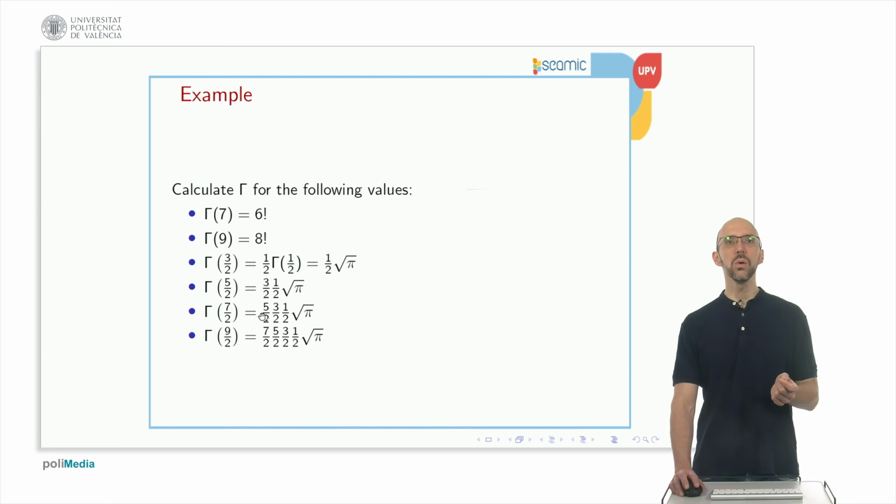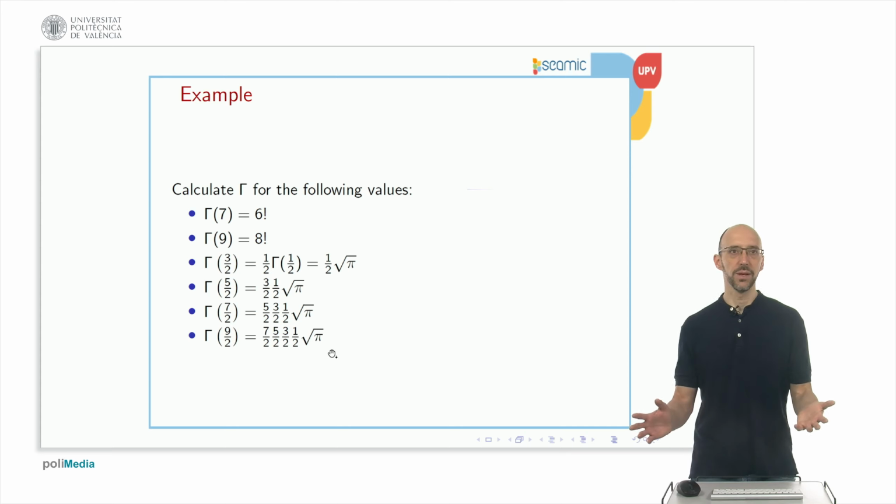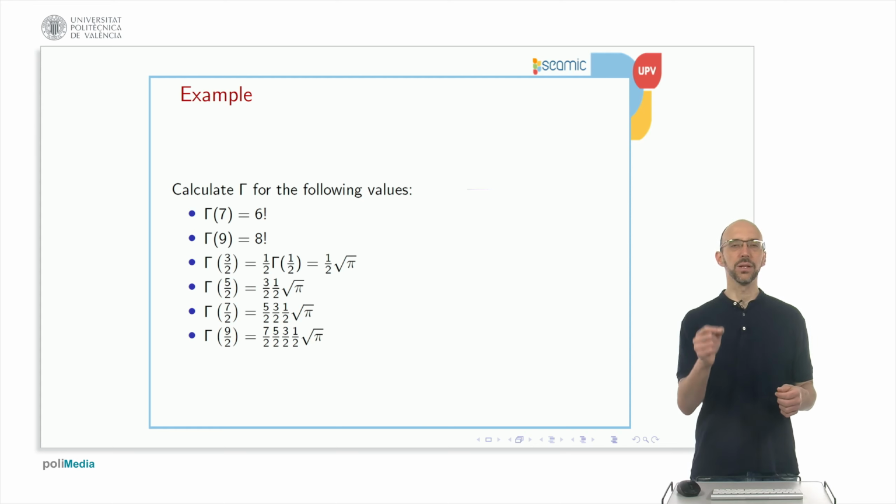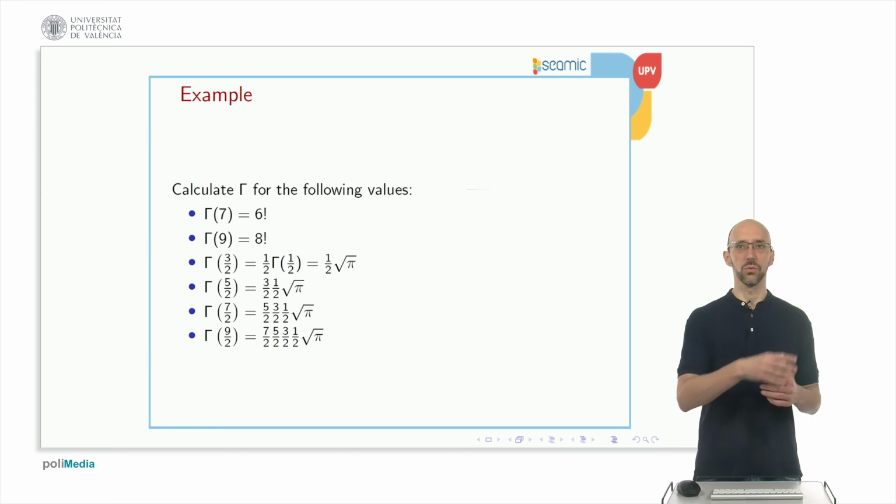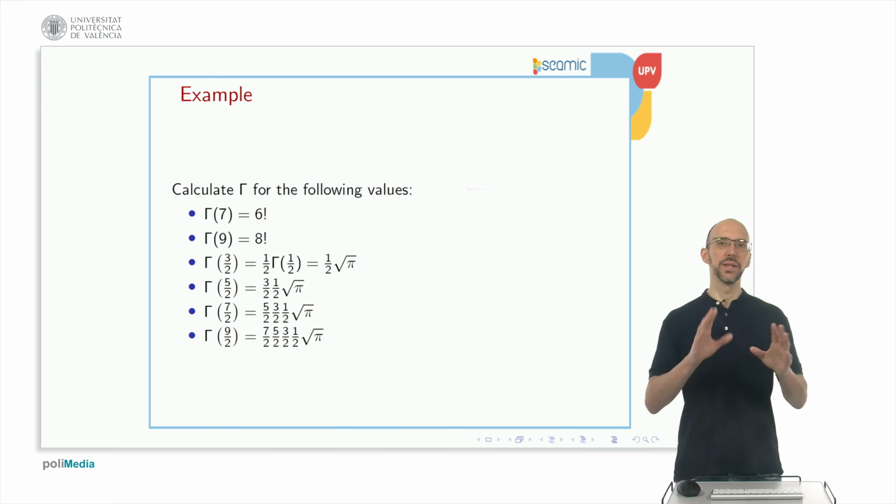Gamma of 7/2, look at the shape. You start with 7, but the first number is 2 units lower: 5, 3, 1, and everything is divided by 2. At the end, square root of pi, because you end in gamma of 1/2. Okay, and gamma of 9/2: 7/2, 5/2, 3/2, 1/2, square root of pi. And let's just stop here. What is gamma of 11/2? You start at 9/2, 7/2, 5/2, 3/2, 1/2, times the square root of pi. Okay? So it's not difficult.